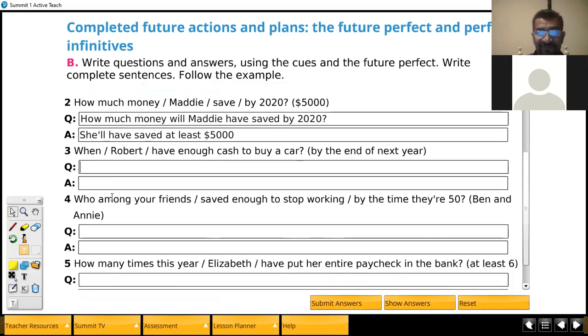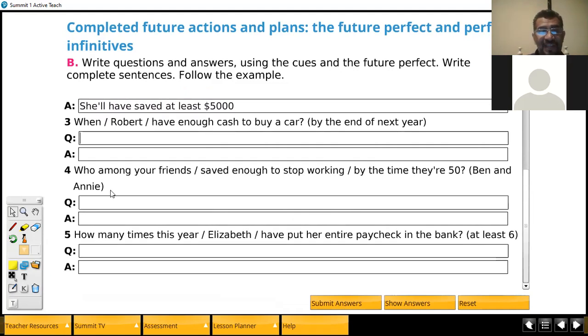Next. Ay, ¿Qué pasa cuando estás tú sola? ¿Qué le vamos a hacer? When will Robert have enough? Pero te falta el verbo, ¿no? Ya tienes el auxiliar, te falta el verbo. Have had, ¿no? Have had enough cash to buy a car. Okay, when will Robert have had enough cash to buy a car? Okay.